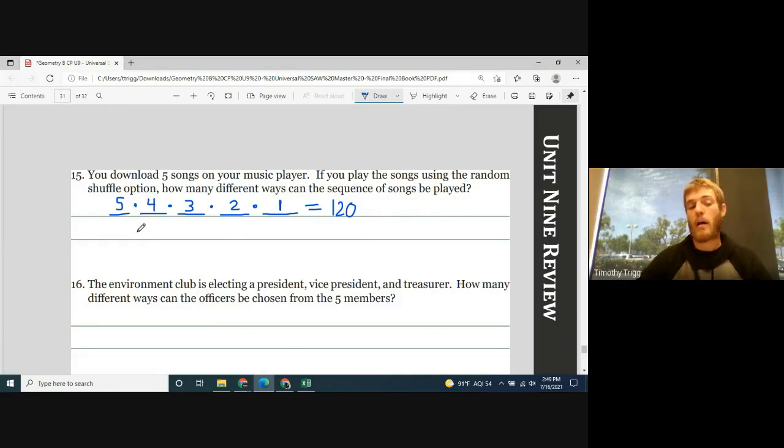Now keep in mind, this is the same as 5 factorial, if you remember that. 5 factorial means 5 times 4 times 3 times 2 times 1. Another way to think of 5 factorial is the number of ways of ordering 5 items. Same thing with any factorial. If you see 7 factorial, that means how many different ways can I order 7 items? That's 7 factorial. It'd be 7 times 6 times 5 times 4 times 3 times 2 times 1.